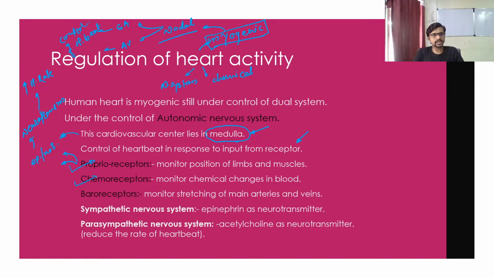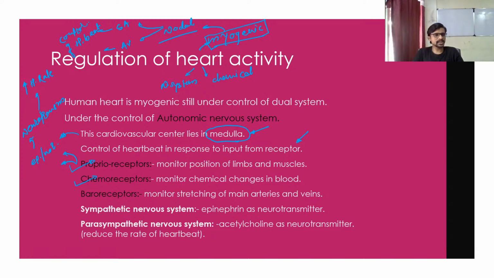Then chemoreceptors monitor the chemical changes in the blood. Due to changes in the blood, there will also be a change in heart rate. Baroreceptors monitor the pressure, the stretching of the arteries and the main veins. When the main artery and main vein get stretched, there is always a change in the regulation of heart activity.